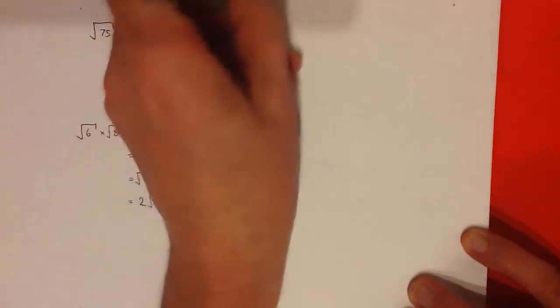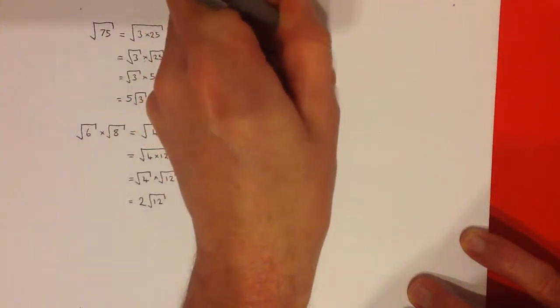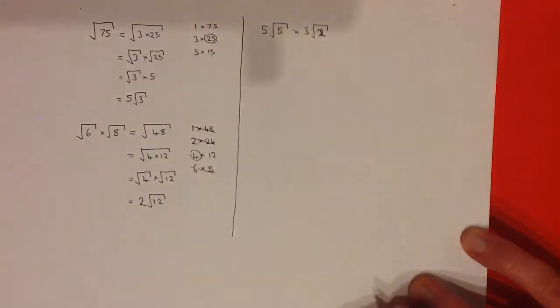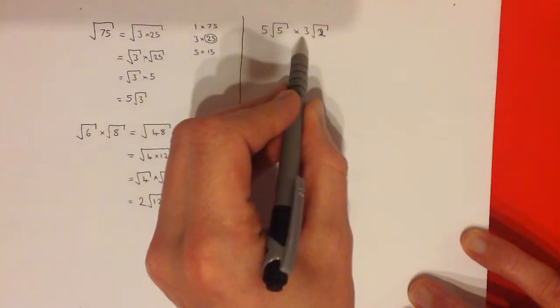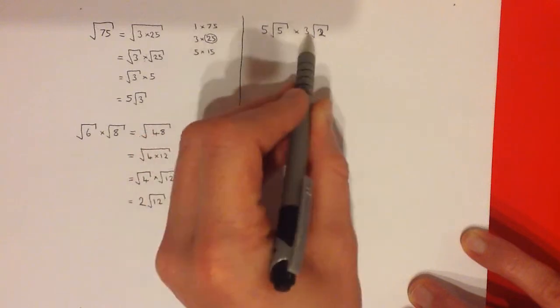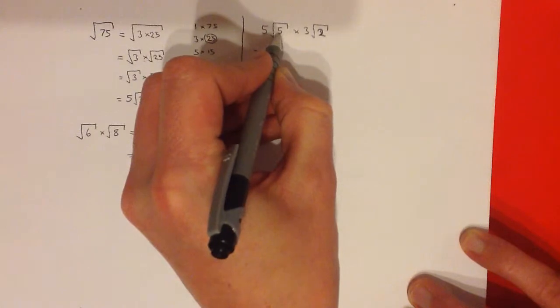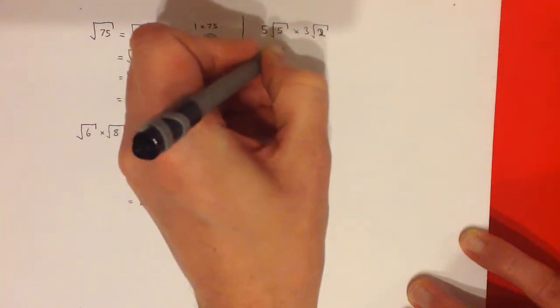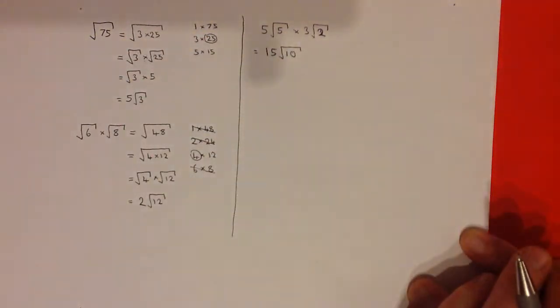The next stage, we might be given something a little bit more complex. We might be asked to take two surds which involve a combination of normal numbers and surds, and we might be asked to multiply those together. Now we do this just by looking at the ordinary numbers first and then the surds second. So 5 times 3, that gives us 15. And secondly, 5 times 2 inside square root gives us 10. So 15 square root of 10.